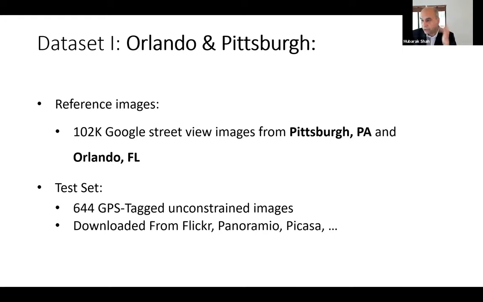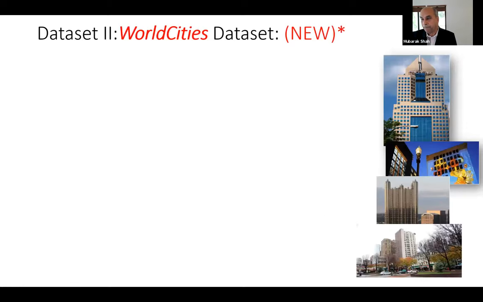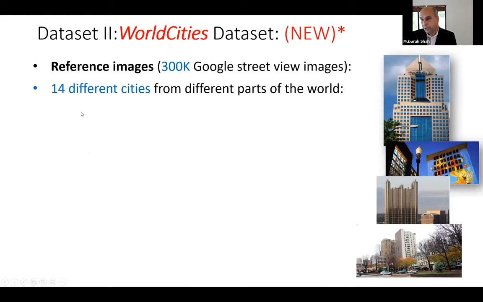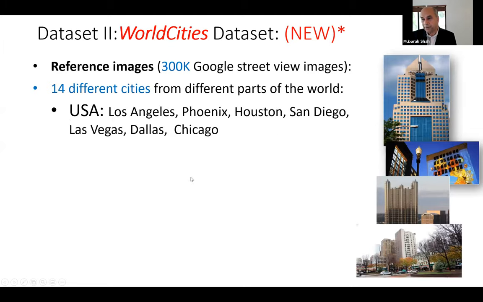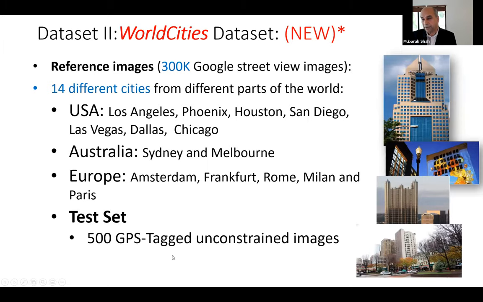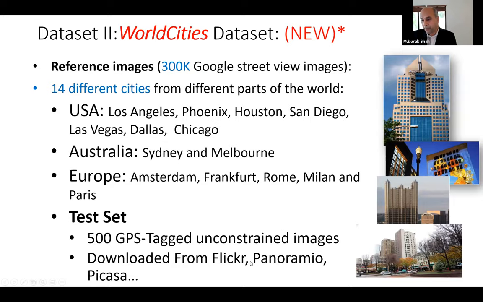We applied it to the Google Street View data set from the previous paper, and we collected another data set which we call the World City data set, shown here. It has about 300,000 Google Street View images from 14 cities. These are the cities from USA, this from Australia, this from Europe. The test set was about 500 GPS-tagged unconstrained images, downloaded from Flickr and Panoramio.